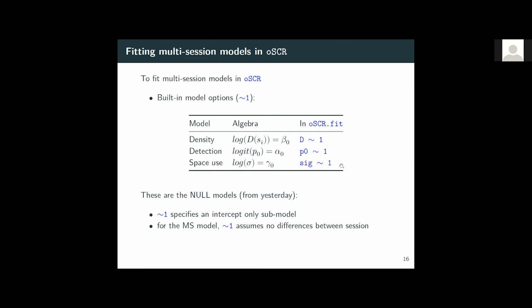So a couple of things we need to know about what happens when we have a multi-session model and we specify the ~1. Like I said, it's an intercept-only model, but what we're doing if we have a multi-session structured data set is that by specifying ~1, we're assuming that there's no difference between the sessions. So we're essentially fixing that parameter. In a 2-session model, we're saying both densities are this, and both detection probabilities are this, and both space use parameters are this.